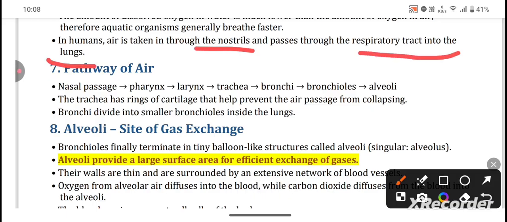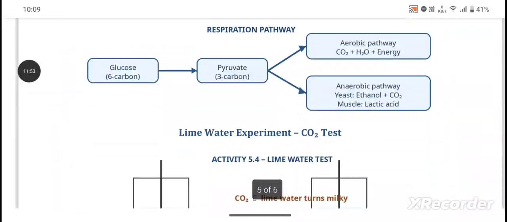So let's see the pathway of air in the human body. The nasal passage consists of nostrils and nasal cavity. From there, the air will be passed through the pharynx, which is a passageway for the air, and the larynx, which is a sound box which generates sound. And from the larynx it travels to the trachea, reaches the bronchi, bronchioles, and finally to the alveoli. So let's see this in a diagrammatic representation.